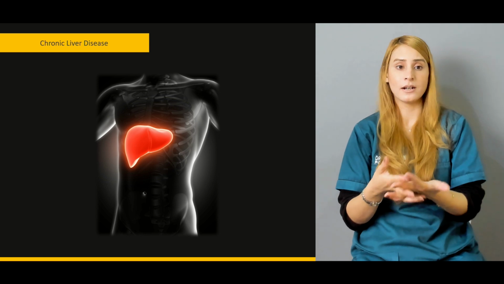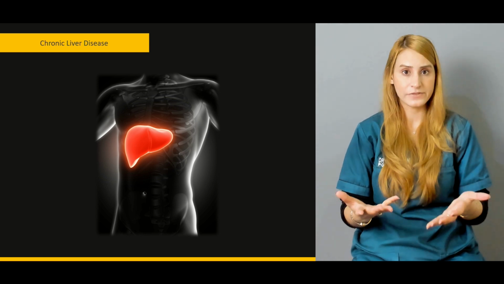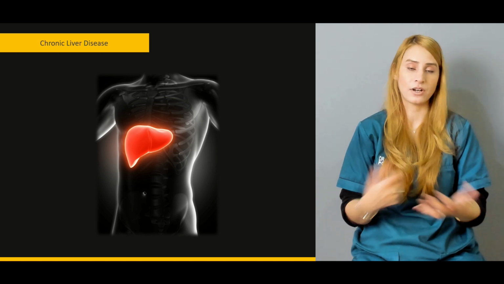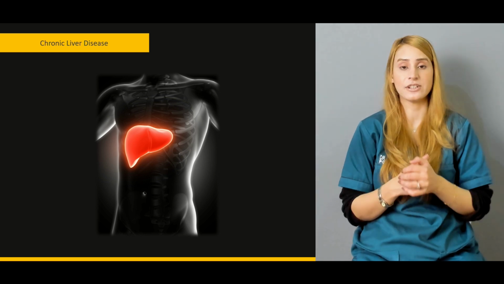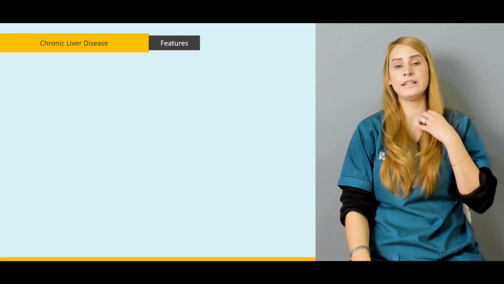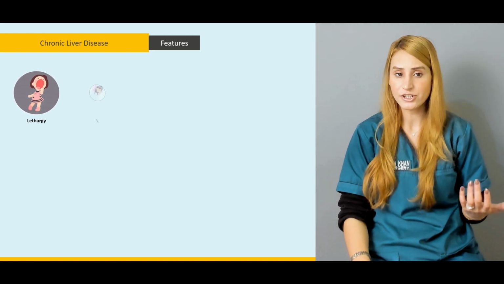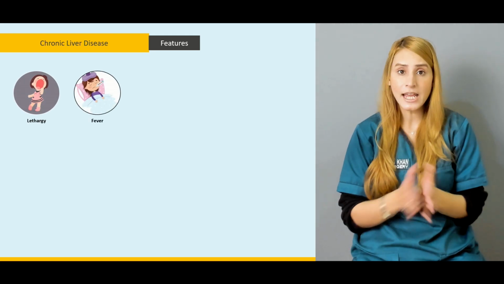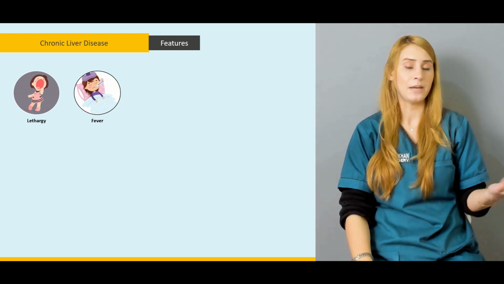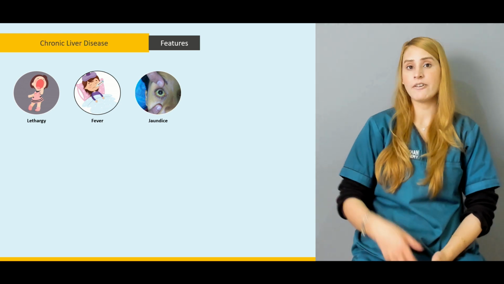Now, if the patient is having a chronic liver disease, how is it actually going to present to you? So if we talk about the features of chronic liver disease, the patient is actually lethargic, and sometimes there's a history of fever, but sometimes the patient can be afebrile. There's a jaundice. Now, why is there a jaundice?